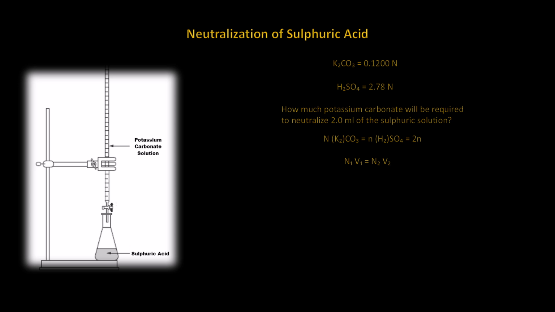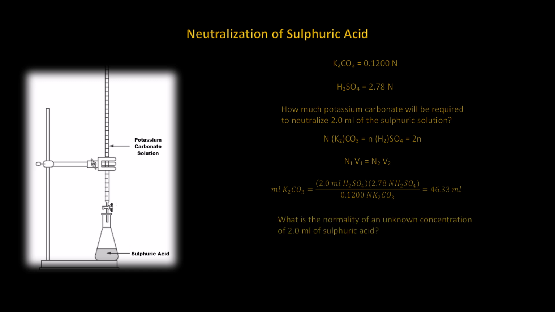The amount of potassium carbonate solution can be determined by multiplying the 2.78 normal sulfuric acid by the amount of 2.0 milliliters of the solution, then dividing by the 0.1200 normal potassium carbonate. The formula shown indicates that it will require 46.33 milliliters of potassium carbonate to neutralize the sulfuric acid.